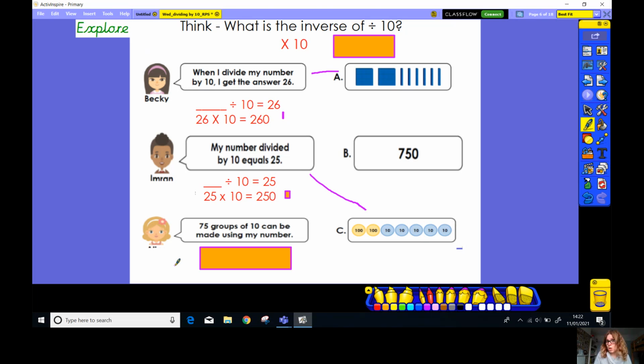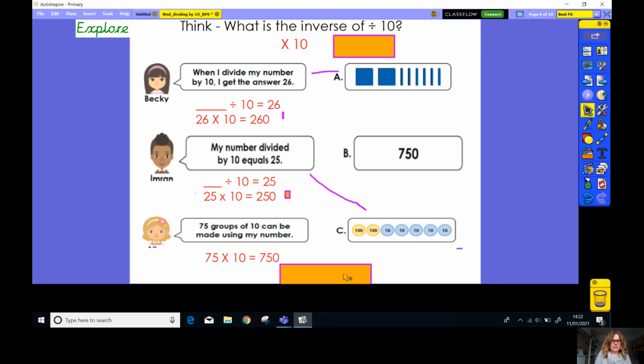And this final person here, whose name I can't see, has 75 groups of 10. She says this: 75 groups of 10 can be made using my number. So she is essentially already telling us the inverse. 75 groups of 10, that's the same as saying 75 multiplied by 10 equals 750. And so, of course, this is her number.